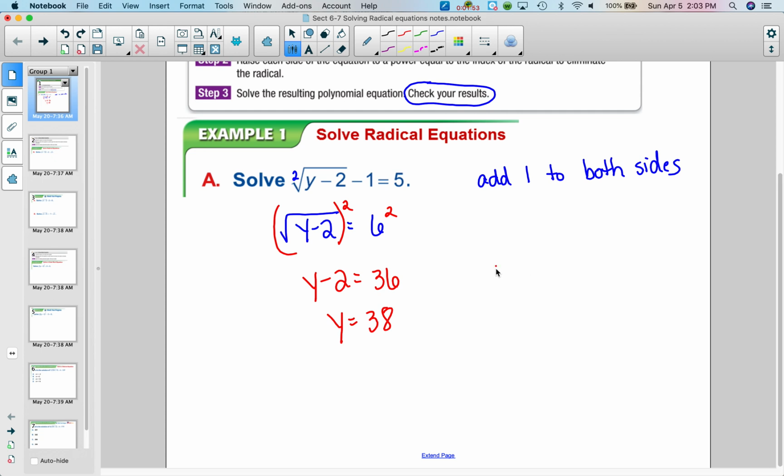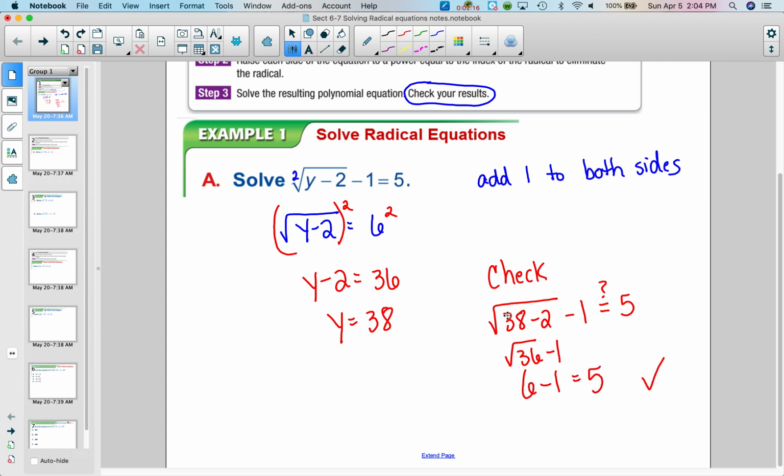Now we have to check our answer. So when you check your answer, you're going to plug the 38 back into the original equation. So we get the square root of 38 minus 2, minus 1. And we are checking to make sure that we get 5. So 38 minus 2 is 36. The square root of 36 is 6. And 6 minus 1 is 5. It works. This is my answer. Not too bad.